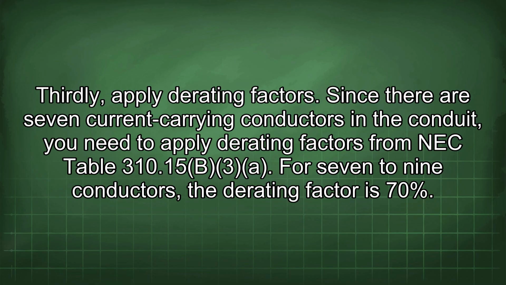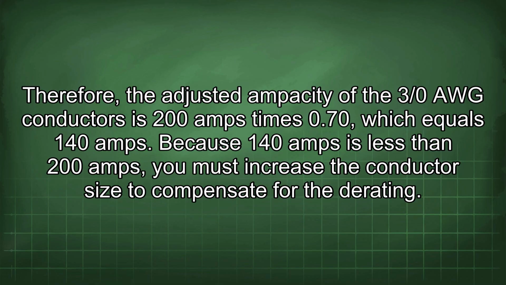Since there are 7 current carrying conductors in the conduit, you need to apply derating factors from NEC Table 310.15(B)(3). For 7 to 9 conductors, the derating factor is 70%. Therefore, the adjusted ampacity of the 3/0 AWG conductors is 200 amps times 0.70, which equals 140 amps. Because 140 amps is less than 200 amps, you must increase the conductor size to compensate for the derating.